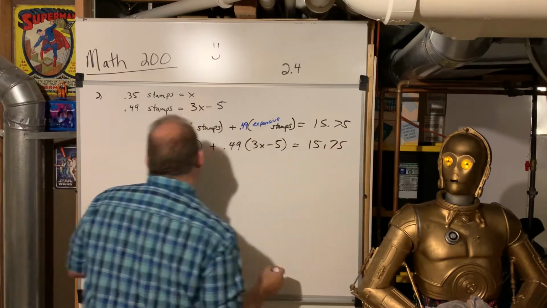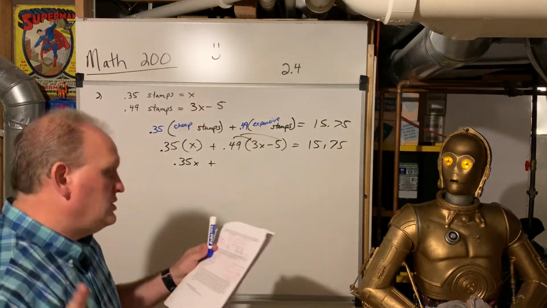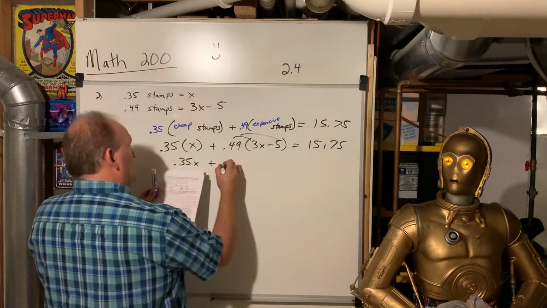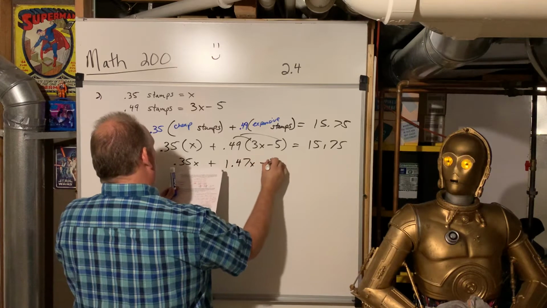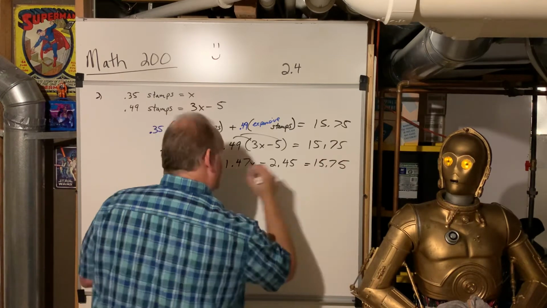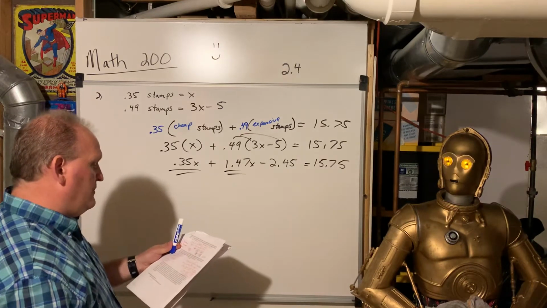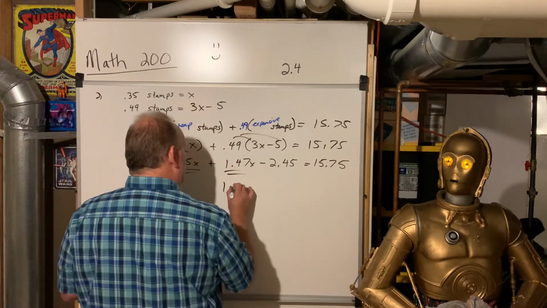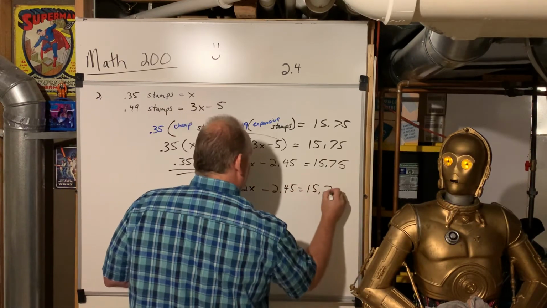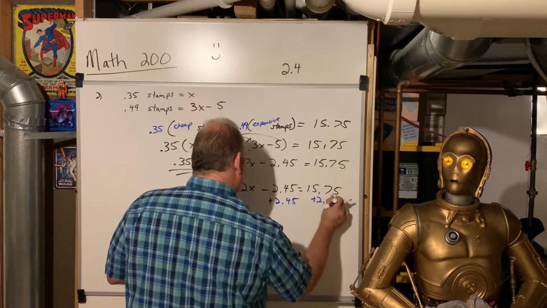And now we do the exact same problem solving that we did on the problem before. It's all algebra now. We do the distributive property. Don't forget to distribute. So we got 1.47x minus 2.45 plus 0.35x equals 15.75. All right, and so we combine like terms. Again, use your calculator. 1.82x minus 2.45 equals 15.75. Add 2.45 to both sides to isolate the variable.